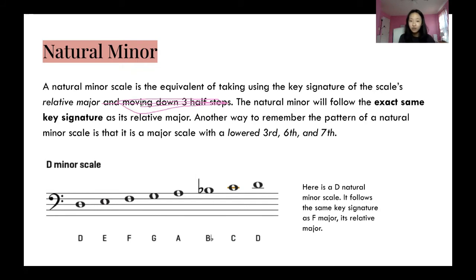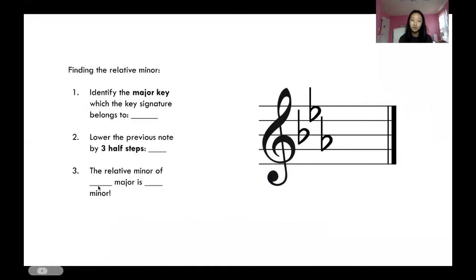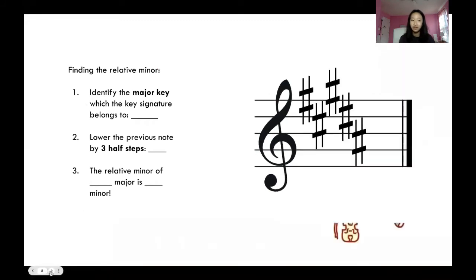Another way to remember this pattern is that it's a major scale with a lowered third, a lowered sixth, and a lowered seventh. But I think at this point, the easiest way to remember is just to go through the process we did a few slides ago for finding the relative minor.